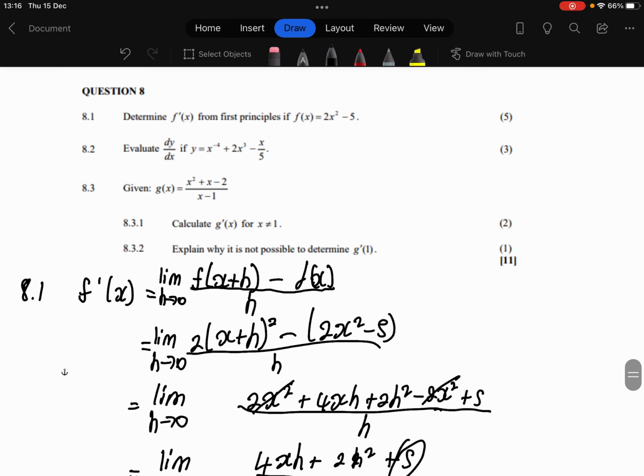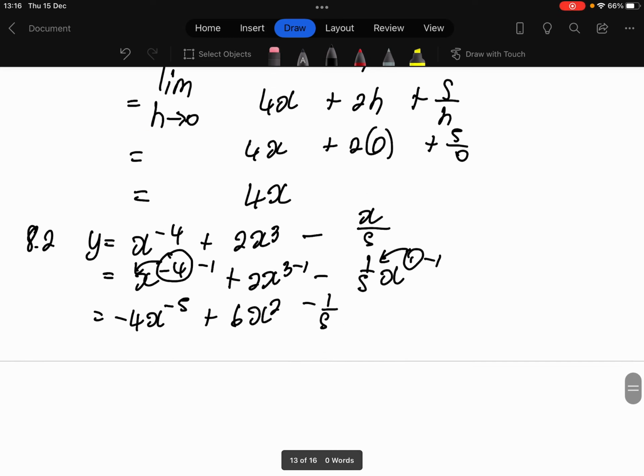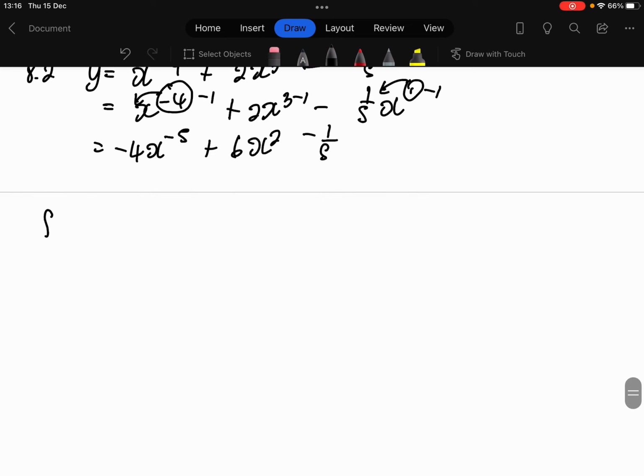8.3 says, given the equation of g of x, calculate the first derivative of g for x is not equal to 1. Okay, so let's go and do that. 8.3.1, I'm just going to rewrite the equation. g of x is equal to x squared plus x minus 2 all over x minus 1. Okay, so determine the first derivative of this equation.